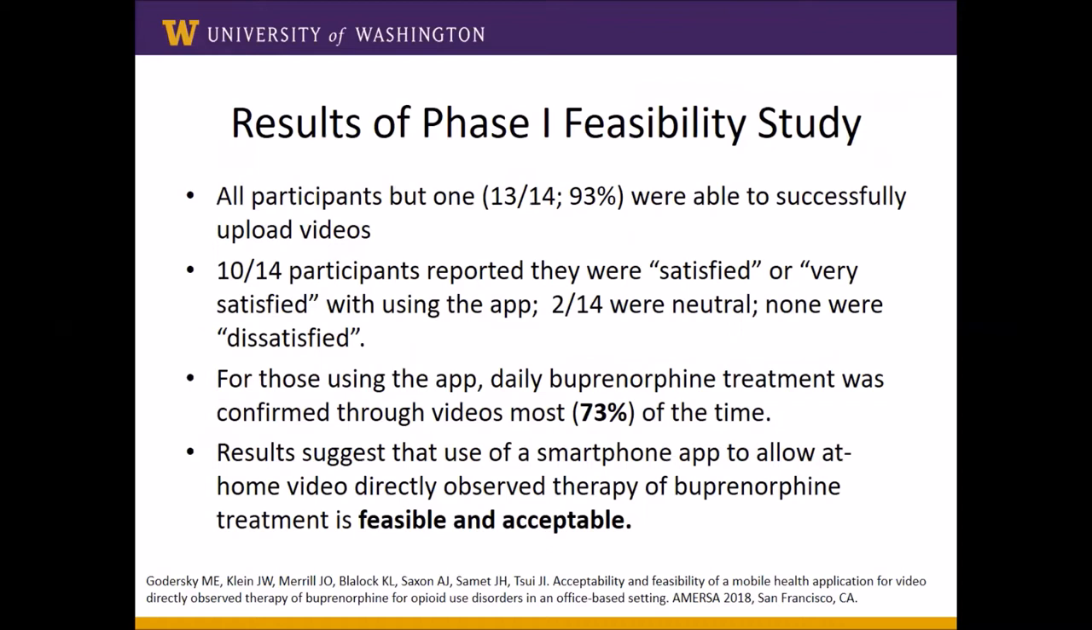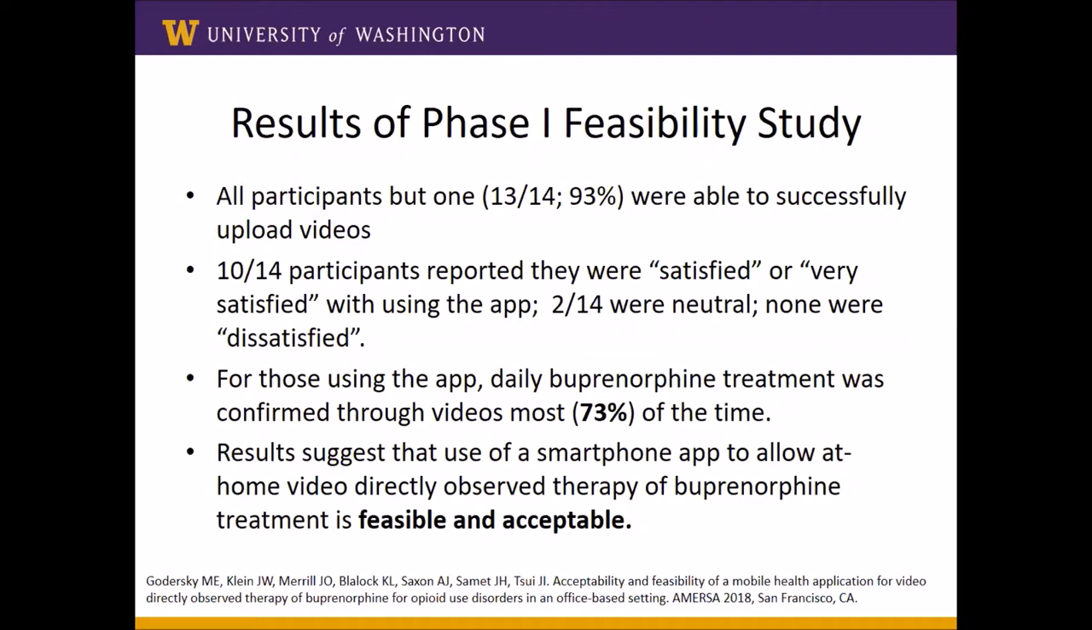So given that generally positive response, we conducted a small pilot feasibility study that enrolled 14 subjects to use the app for 4 weeks. And from that study, we found that all participants but one were able to successfully upload videos. Most, 10 out of 14 of the participants, reported that they were satisfied or very satisfied with using the app. 2 out of 14 were neutral, but none were dissatisfied.